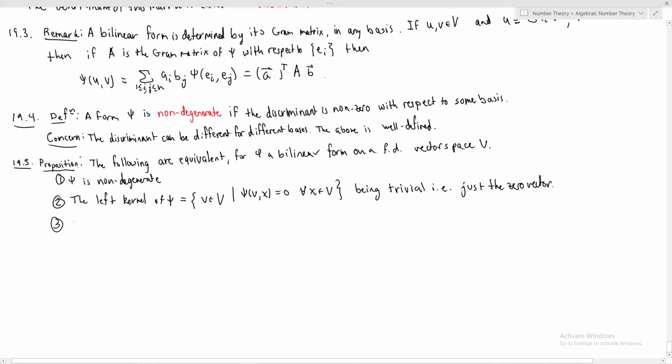Okay, and then the other condition is the symmetric condition, the right kernel. So you can imagine what the right kernel is. Yeah, the right kernel is trivial. Okay. So non-degeneracy is really a condition about, one way to think about it, how often the pairing of two vectors is 0.